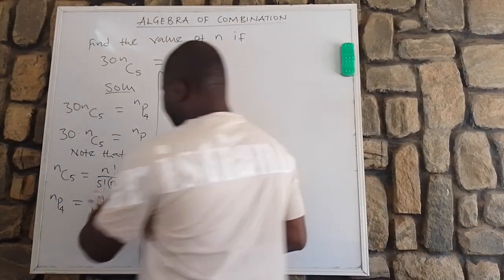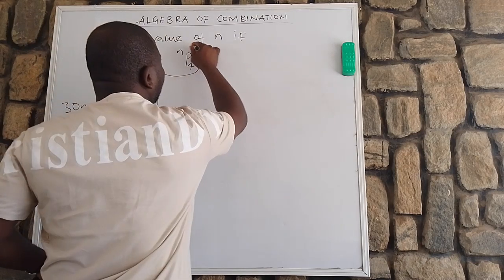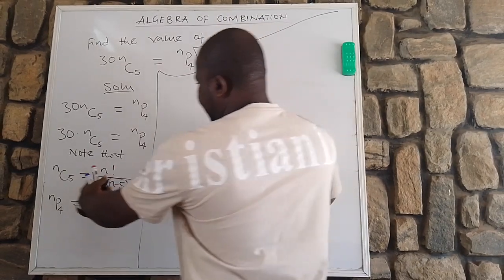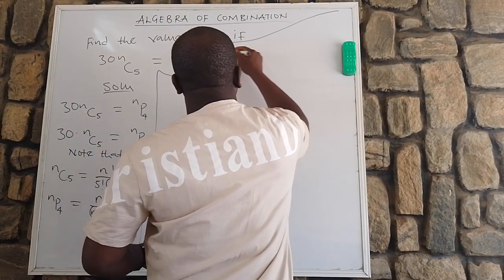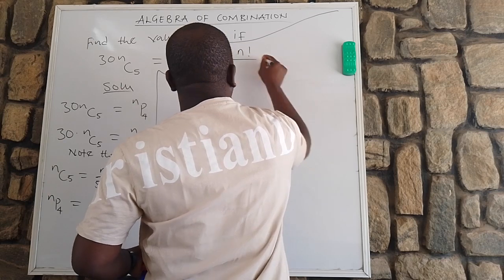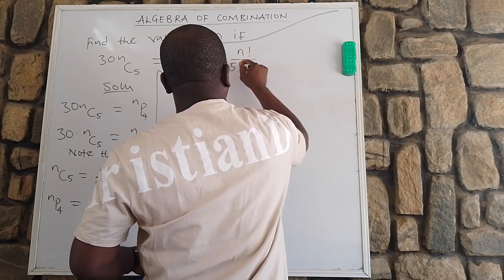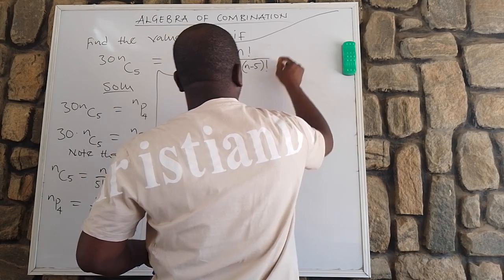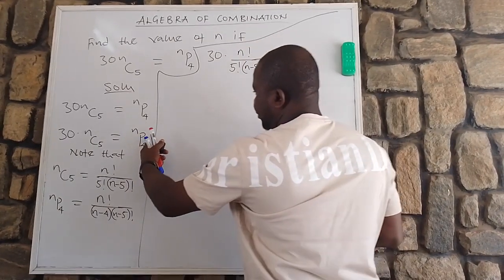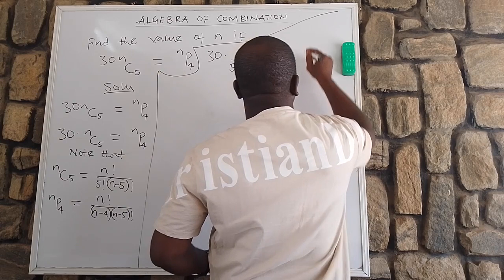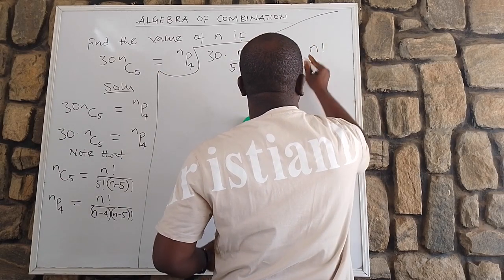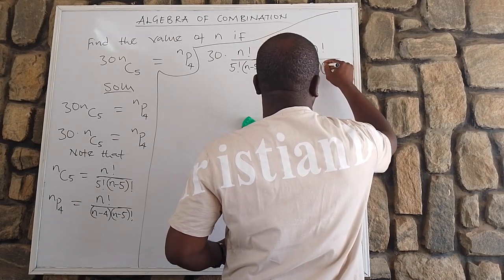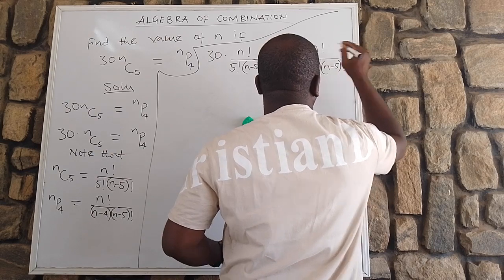So now here will be 30 instead of n combination 5, 30n factorial over 5 factorial (n minus 5) factorial equals, instead of n permutation 4, which is n factorial over (n minus 4) factorial, we have n factorial over (n minus 4) times (n minus 5) factorial.